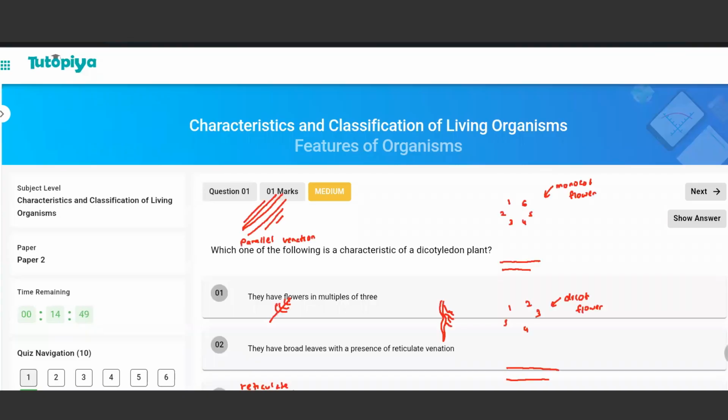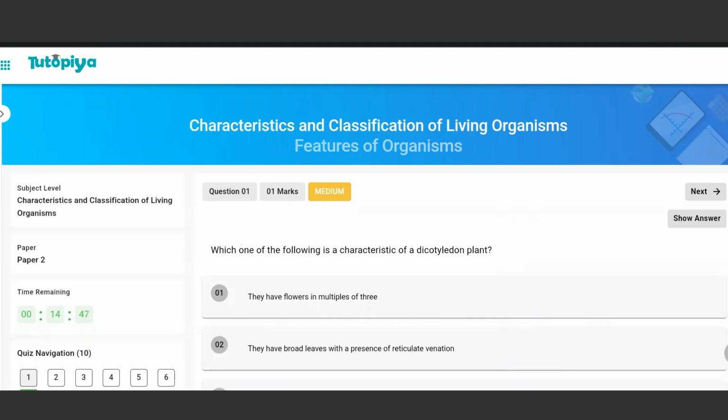All right, so here's our first question. Which one of the following is a characteristic of a dicotyledon plant? So here are our 4 answers. They have flowers in multiples of 3. Now this statement is wrong because dicots have flowers in multiples of 4 or 5.